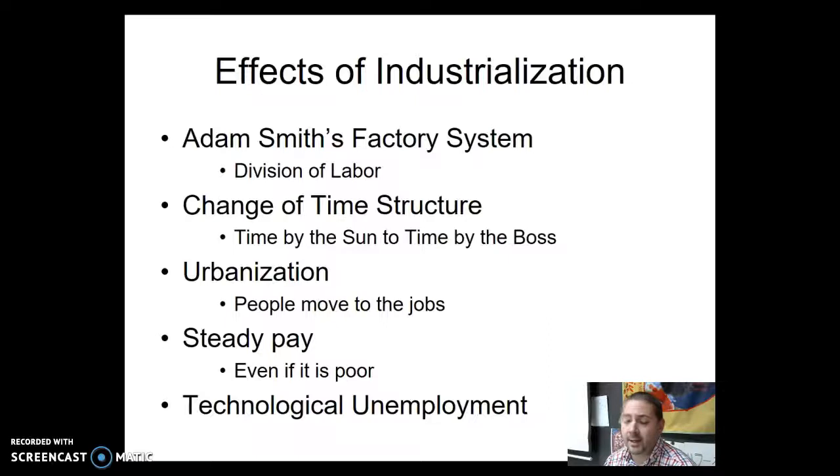Now you're looking at a boss who is telling you when you should be at work, when you should do the different tasks that you are required to do. So it really changes who is directing your time. There's also urbanization, people moving away from smaller towns into larger villages.